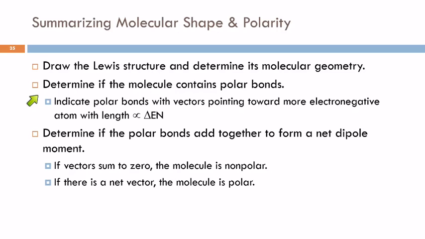Then you look and see if the molecule has polar bonds. A lot of molecules do have polar bonds. Indicate the polar bonds with vectors pointing toward the more electronegative atom, and have the length be proportional to the difference in electronegativity. Then figure out if the polar bonds add together to form a net dipole moment, or if they add to zero. If they add to zero, the molecule's nonpolar. If there is a net vector, then the molecule's polar.